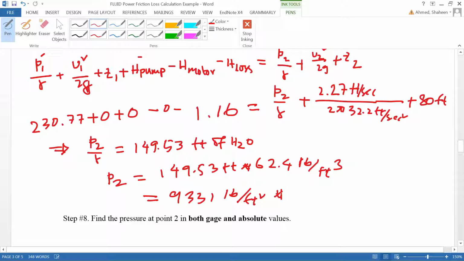Now normally pressure is in psi, so I'm going to cancel that square feet. I know 1 foot is 12 inches, so whole square that. So then this pressure is calculated as 64.8 psi. So that is the available pressure at point 2, considering all friction losses and accounting everything.